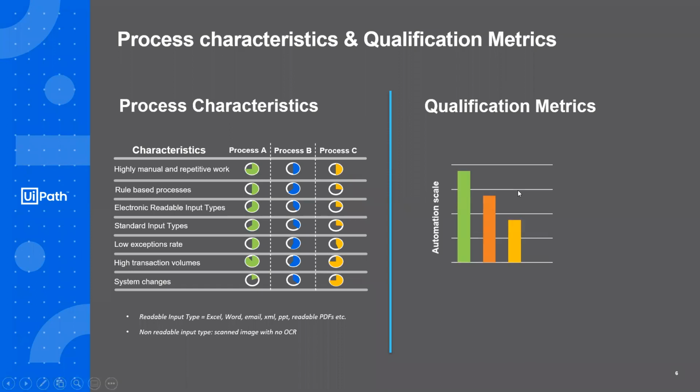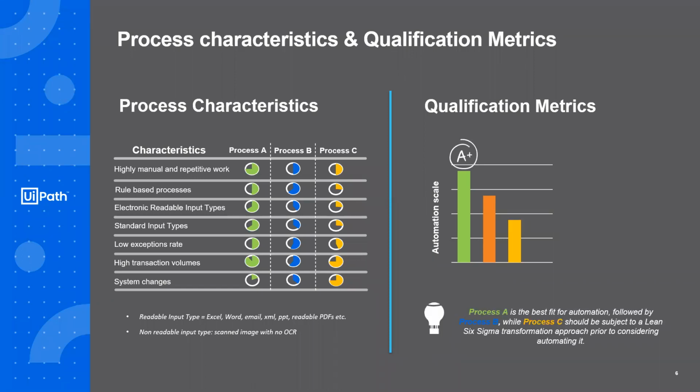Okay, so A looks higher, then it comes B and C. So A is the best fit for automation, followed by B, while C should be subject to a Lean Six Sigma transformation approach prior to considering to automate it.